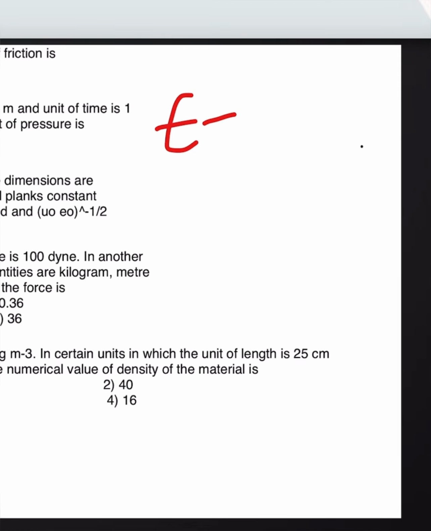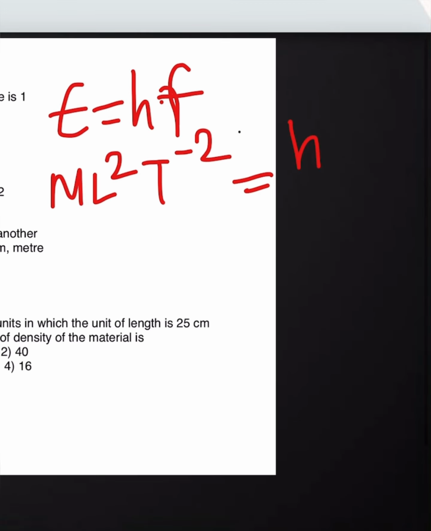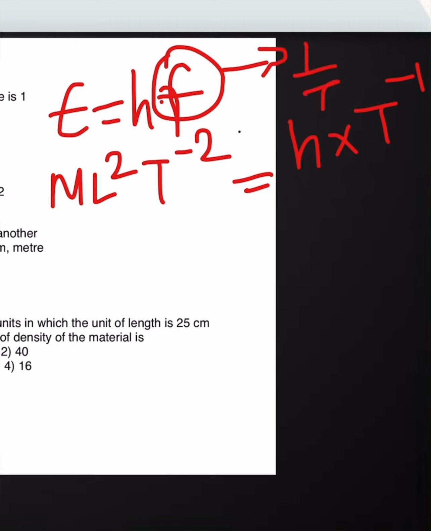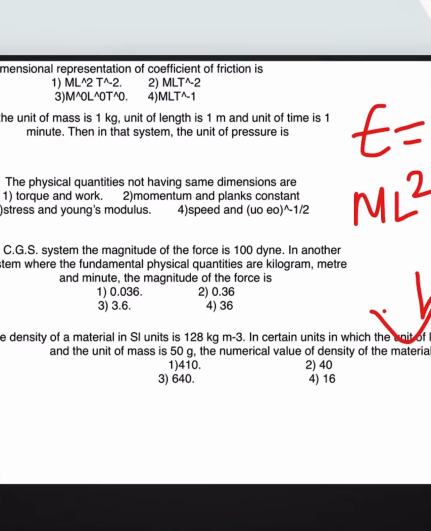For Planck's constant, energy is equal to h nu, right? So energy has the dimension ML^2T^-2, equal to h into nu. Nu has the dimension T^-1, since nu equals 1 divided by time. So h is equal to ML^2T^-2 into T. Planck's constant has the dimension ML^2T^-1.